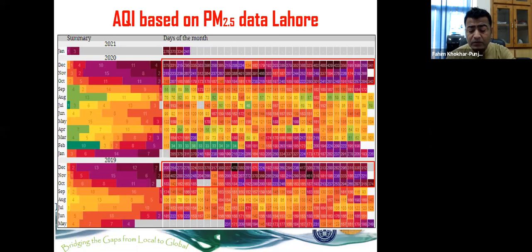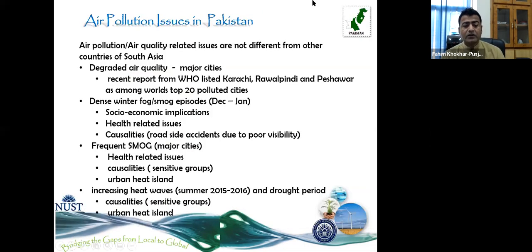Seeing is not believing is not valid in the city when you talk about the air quality of the city of Lahore or somewhere. So coming back to my list of air pollution issues in Pakistan, it's very similar to what you guys have already said. Now we have frequent smog episodes, which is quite challenging.